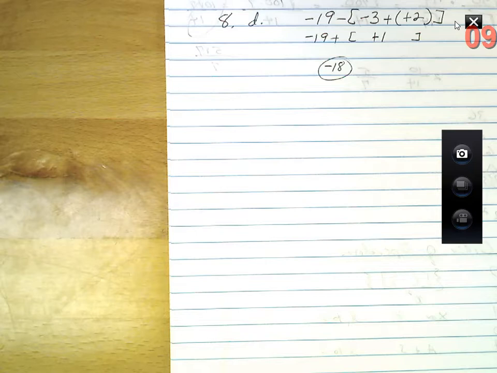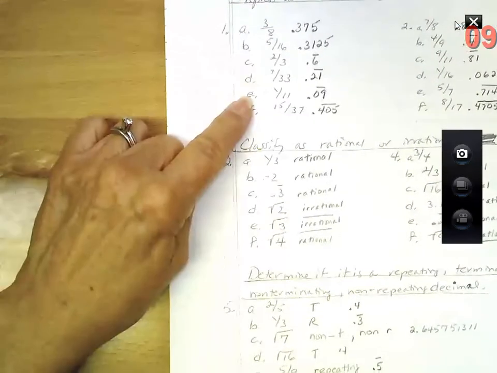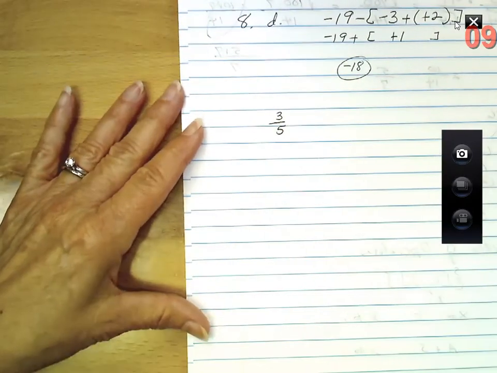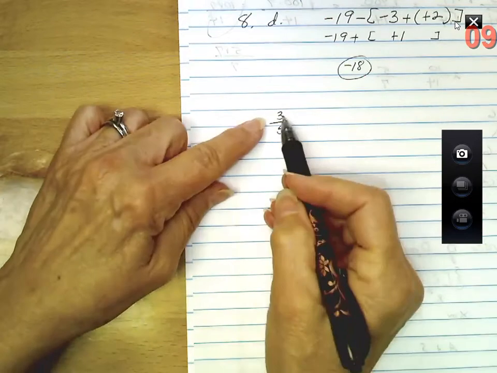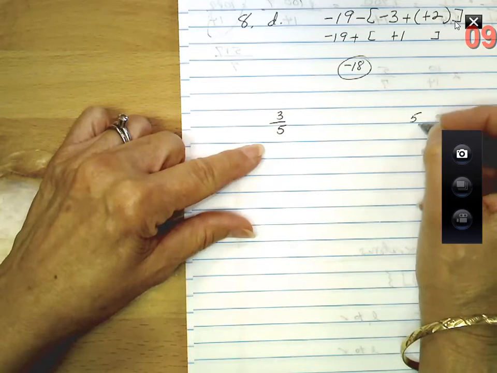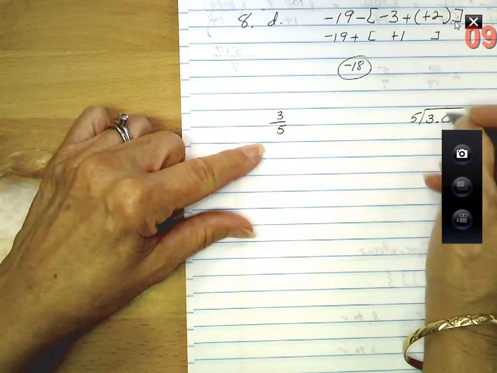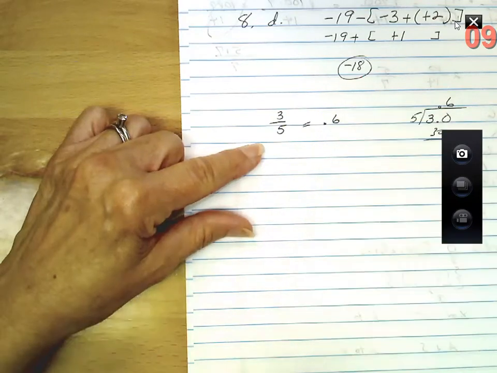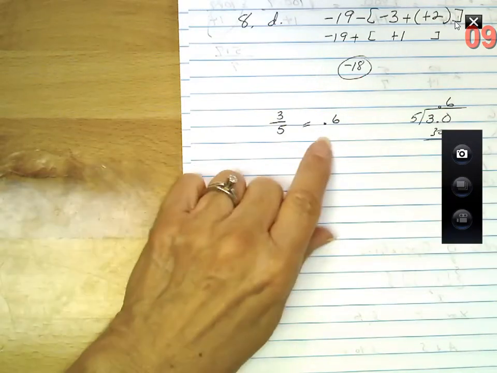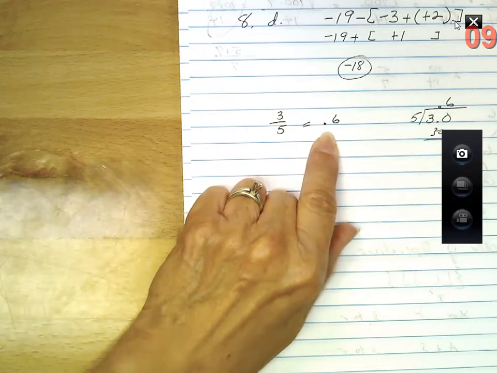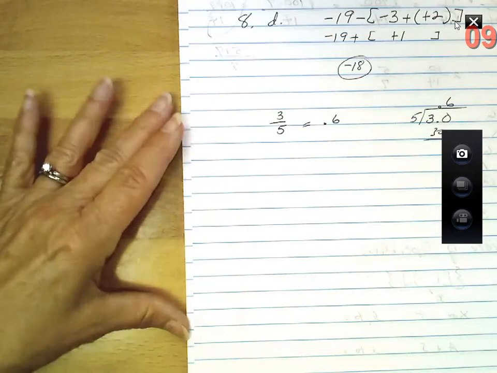Then on page 7, we did express as a decimal. So if you have something like 3/5, you can use your calculator and do 3 divided by 5, or you can actually divide it yourself, and so you get 6/10. Now this is a terminating decimal. It ends, it does not repeat, it does not keep on going.